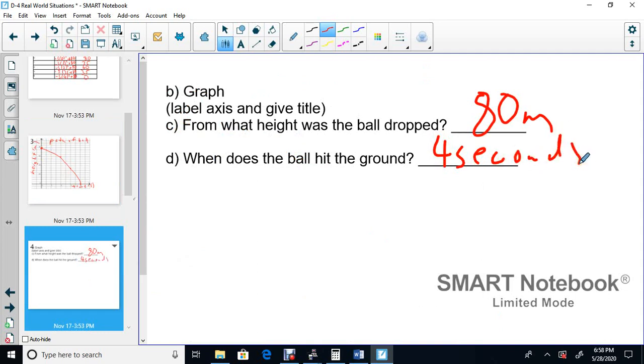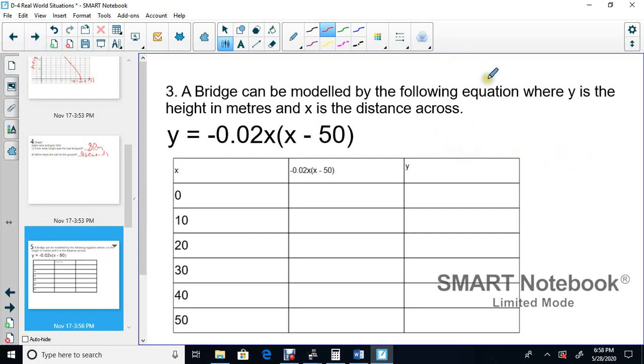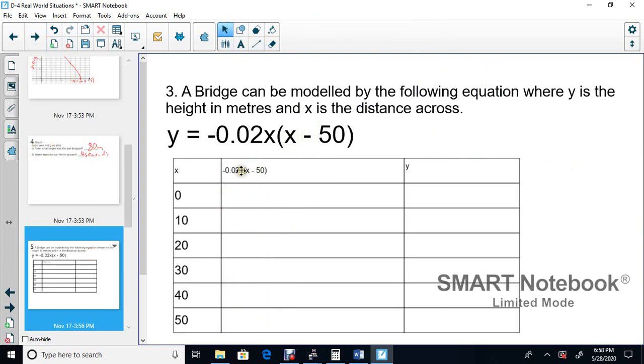Okay, next question. So there's only 4 questions. I'll do 2. I'll do one page and you do the other page. It'll be nice and simple. Okay, let's do this one here. So we're going to put in X. We're going to put in 0, 10, 20, 30. I even tell you what to put in.